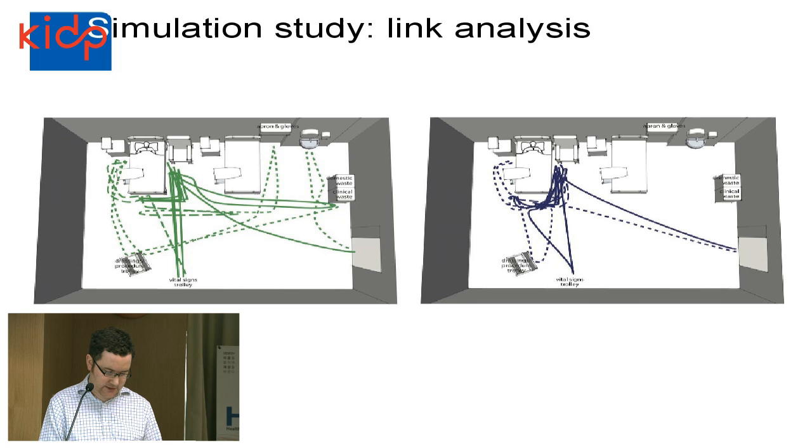And we plotted their positions. So we performed what's called a link analysis, where you draw a map of where the nurse is walking. The image on the left in the green shows the footfall of the nurse without the care station, and the dark blue on the right is with the care station. You can see that on the left there's lots of walking around, and on the right it saves a lot of walking around.